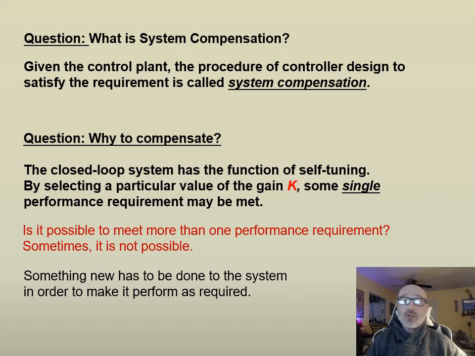So why do we want to do this compensation? Well, if we have a closed loop system, it has the function of self-tuning. By selecting a particular value of our gain, our K value, some single performance requirement may be met. Now, it is possible to meet more than one performance requirement, but it's not always the case. So something new needs to be done to the system in order to make it perform as required. Some modification, some change needs to happen, and this is our compensation.